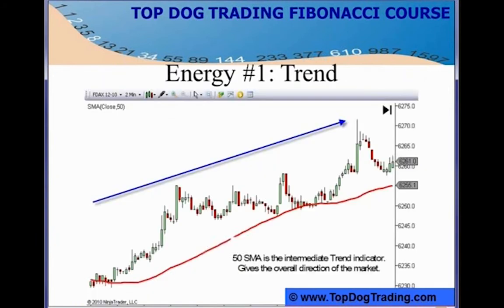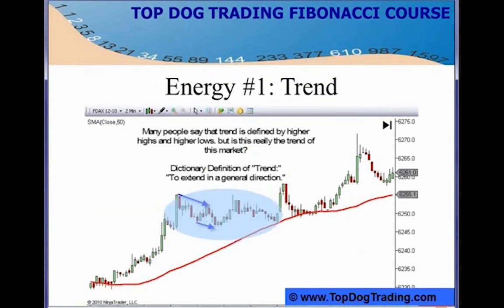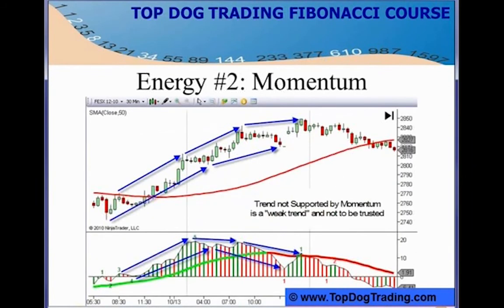So for trend, I use the 50-period simple moving average, and that's it. Now, some people say higher highs and higher lows. I mean, we could go with lower lows, lower highs. That's not a trend. The trend is the extended general direction of the market. So trend is always a long-term move. I use the 50-period simple moving average. Very simple. I don't use any proprietary indicators.